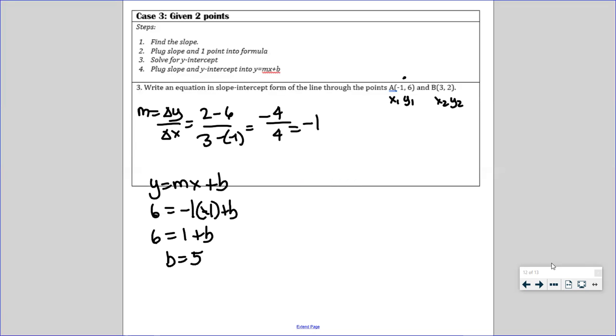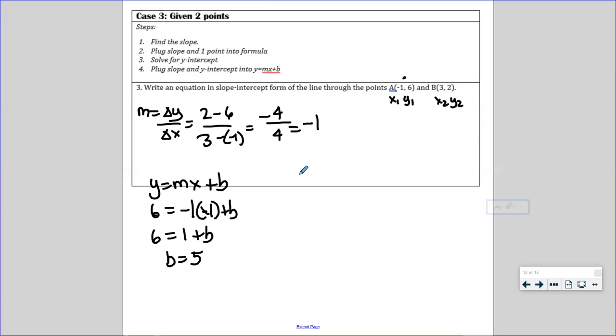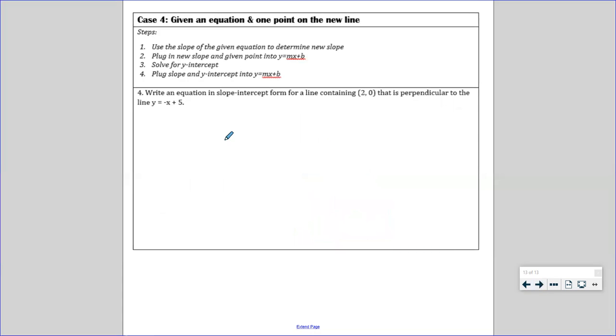Now, I'll just use that final answer. So I have y equals mx plus b again. Use my slope and my b. So y equals -x plus 5. And that's my equation based on 2 given points. And the last case, there you go, when given an equation and 1 point on a new line.